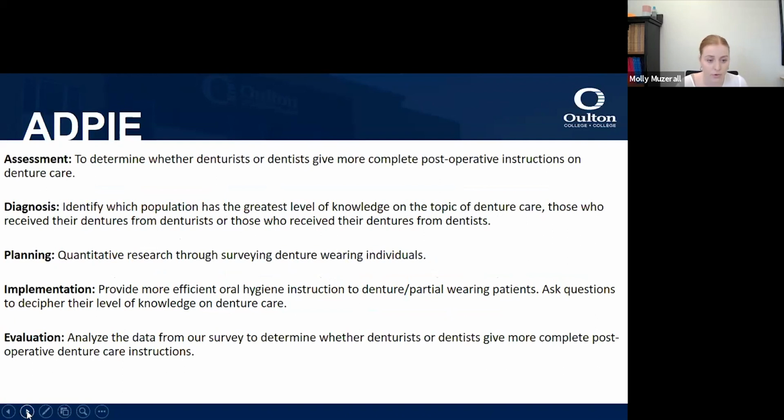So for our ADPIE, for assessment, we wanted to determine whether denturists or dentists give more complete post-operative instructions on denture care. For diagnosis, identify which population has the greatest level of knowledge on the topic of denture care, those who receive their dentures from denturists or those who receive them from dentists. For planning, we wanted to use quantitative research through surveying denture-wearing individuals. For implementation, provide more efficient oral hygiene instruction to denture and partial wearing patients, asking questions to decipher their level of knowledge on denture care, and making sure to do this at every appointment. For evaluation, analyze the data from our survey to determine whether denturists or dentists give more complete post-operative instructions on denture care.